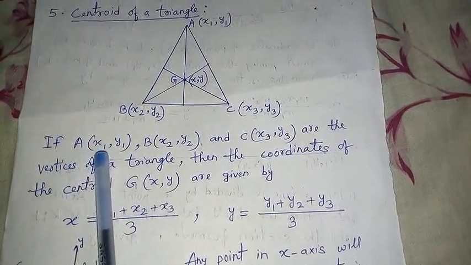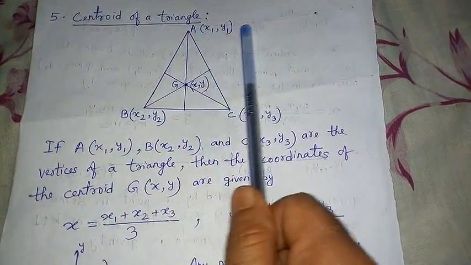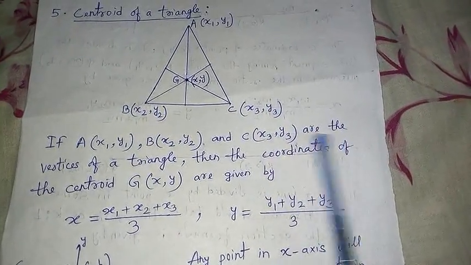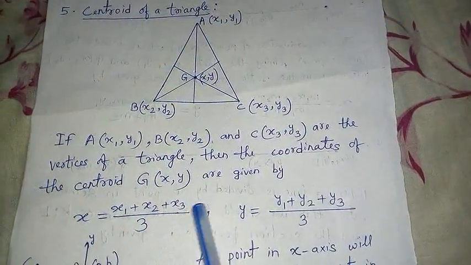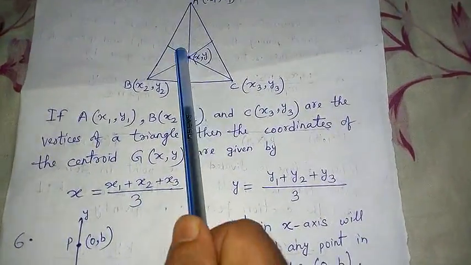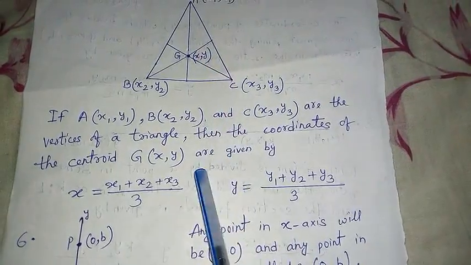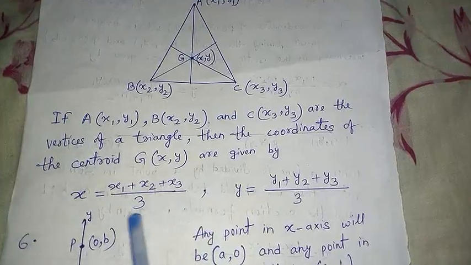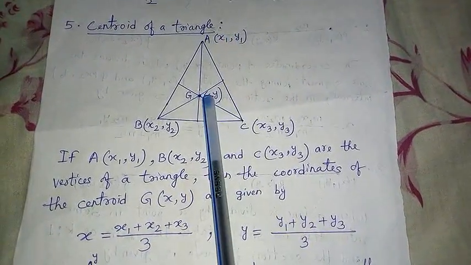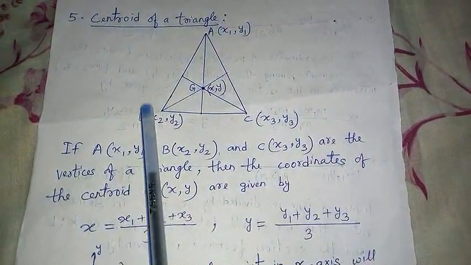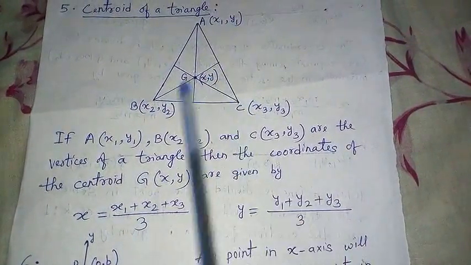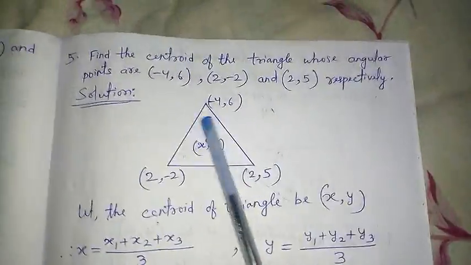Now if A is (x1, y1), B is (x2, y2), C is (x3, y3), the vertices of the triangle, then the coordinates of the centroid G, let it be (x, y), are given by x equal to (x1 plus x2 plus x3) by 3. That means we take the first one, then we add all three: first plus first plus first, by 3. And if I take y, then (y1 plus y2 plus y3) by 3.